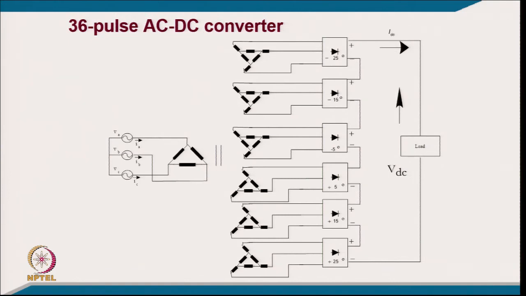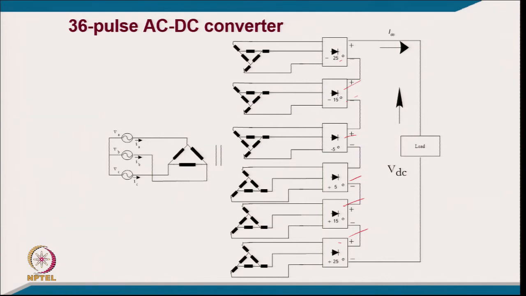Then we go for 36 pulse, which requires 6 converters as you can see here. The phase shift requires 60 by the number of converters, so 60 by 6, which gives you 10 degree. Clearly you can see here plus minus 5, that is 10 degree, then minus 5 to minus 15, 10 degree, minus 15 to minus 25, 10 degree, and similarly on the other side plus 5 to plus 15, 10 degree, and plus 15 to 25 again 10 degree.